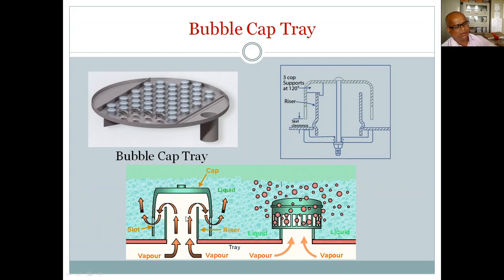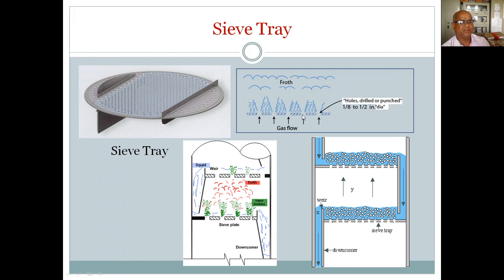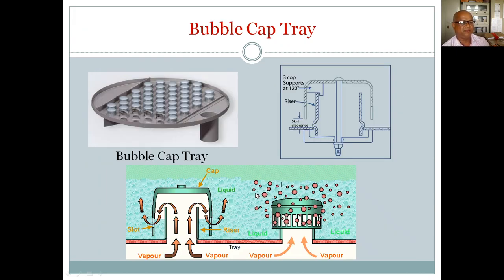But here the problem is, as gas is taking this path, the pressure drop is high compared to your sieve tray. So for the sieve tray and the bubble cap, these two, whatever the hole or cap area is, it is fixed. But here there is still some problem.